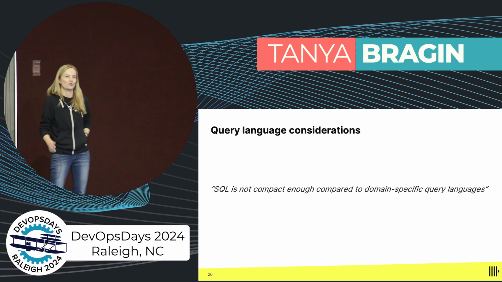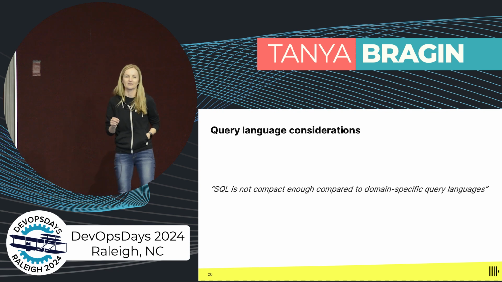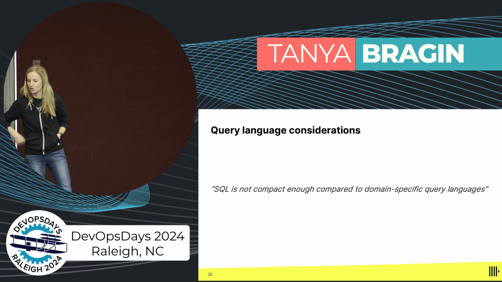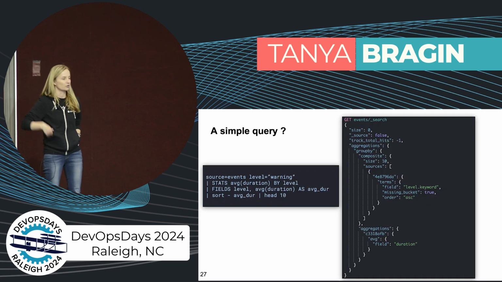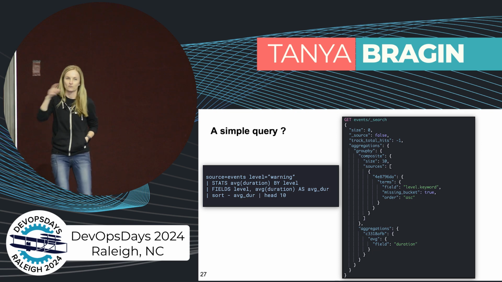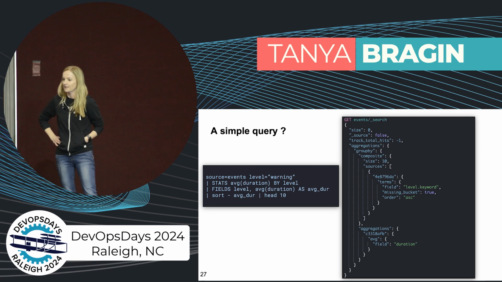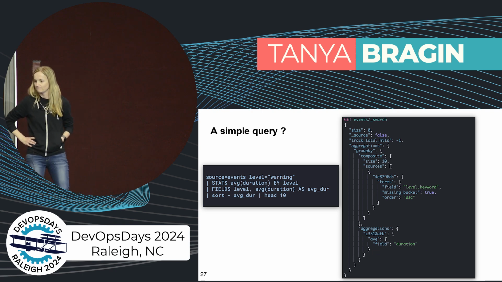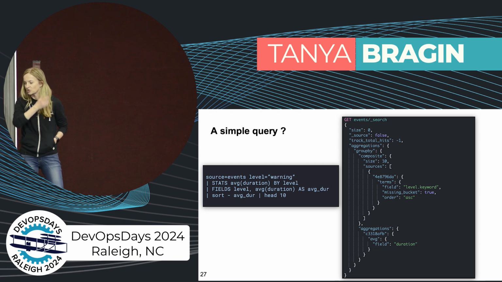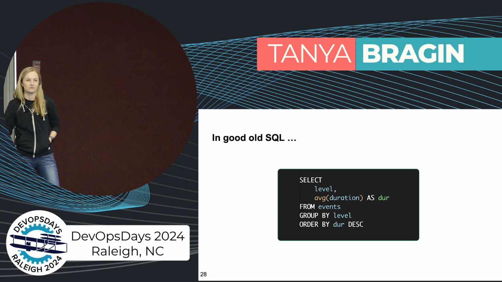Query language. This is another question I sometimes get. SQL: is it really going to be as compact as domain-specific query languages? Depends, right? If you look at this example, on the right we have Splunk. On the left we have Elastic Query DSL. Of course, you wouldn't actually write that. That's what Kibana would spit out and send to Elasticsearch. It looks okay. On the Splunk side, this is querying duration and grouping it by level. The SQL doesn't look so bad.